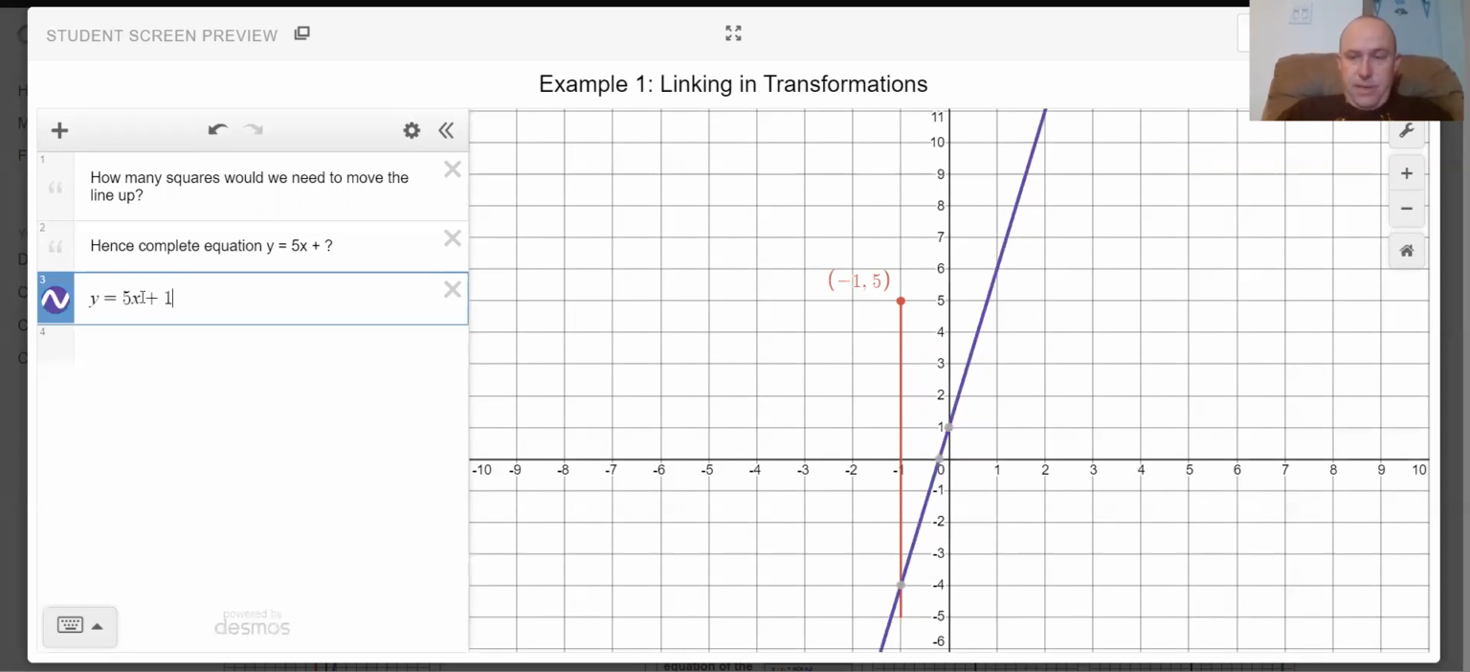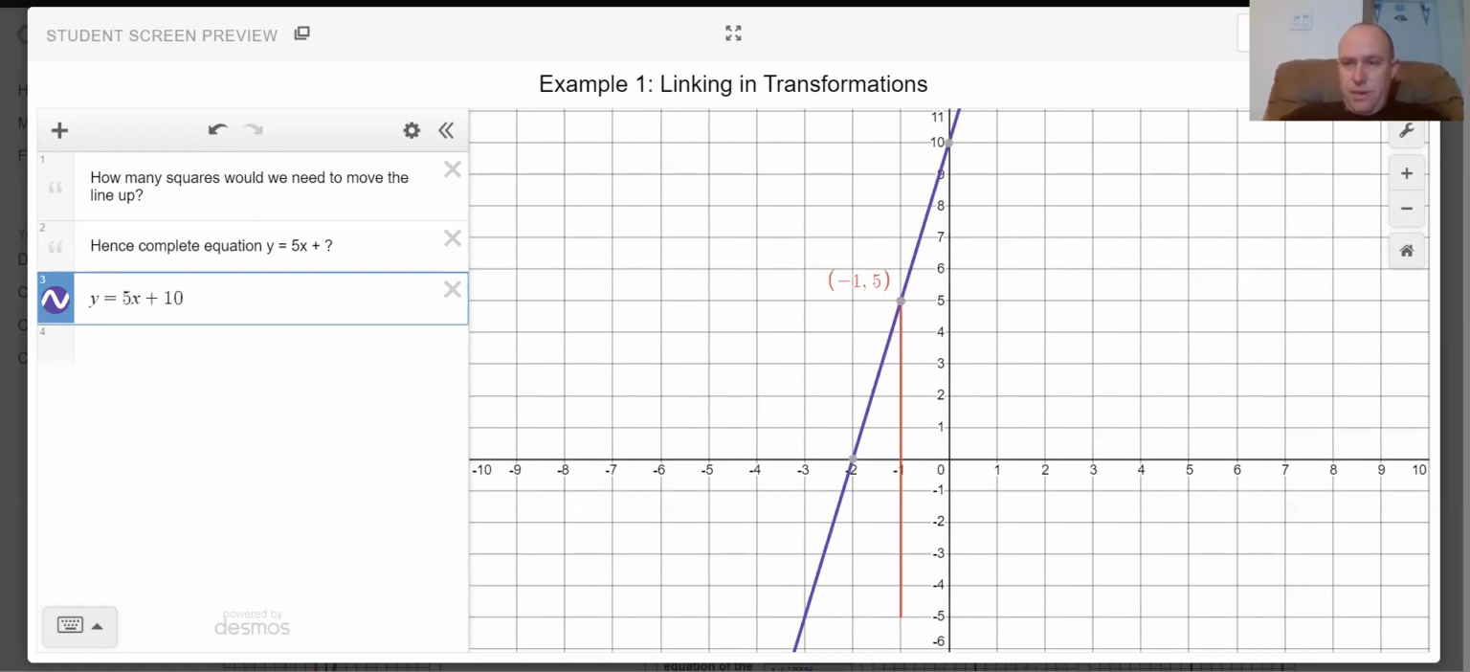higher. How do I do that? Adding 10. So it's the same answer as before, but just a slightly different way of actually getting there, but just a reminder of what we did in unit 2 as well.